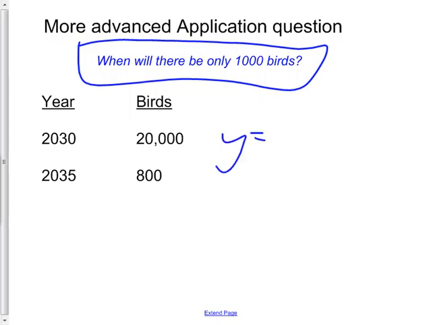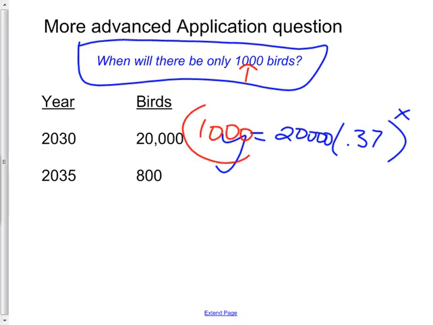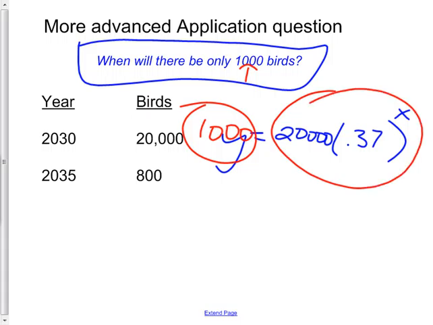Let's say I found the equation is y equals 20,000 times, after the big calculation to figure it out, 0.37 to the x. How do I finish this? Once I've got my equation like this, how do I put this in? Is that the x or is that the y? That's the y, because x is time. X is like years. Y is like the birds, so you put in 1,000 here, and then what do you do? You graph this, you graph that, and you see where they cross.